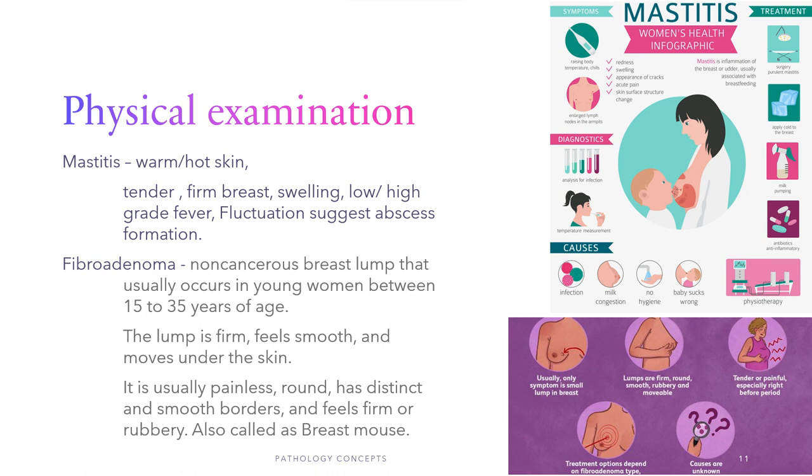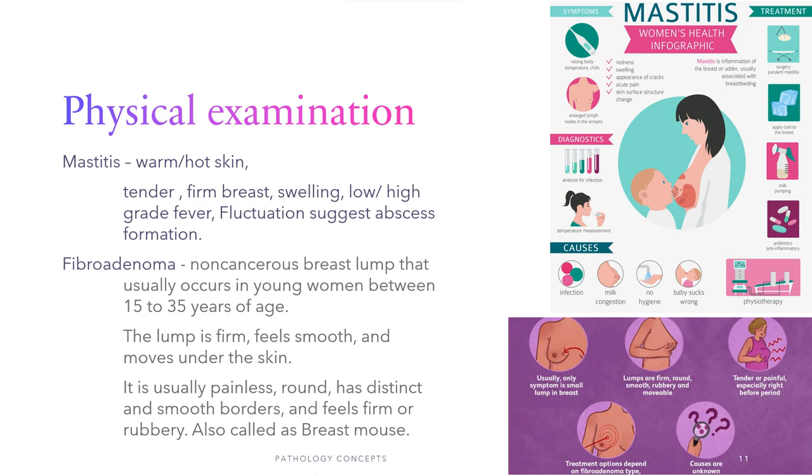Now let's learn some physical characteristics of breast pathology. Physical examination is very important to suspect some diagnoses like mastitis. It is inflammation of breast tissue. On physical examination, you can feel warm or hot skin. Tenderness can be present. The breast will be firm. Swelling may be present. Low or high grade fever may be present. And if any fluctuation is present, then it suggests abscess formation.